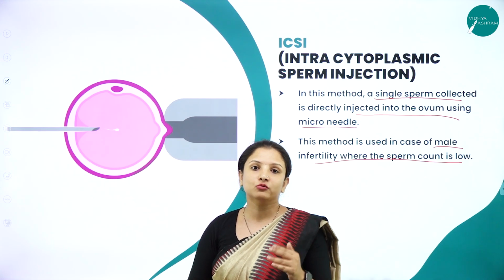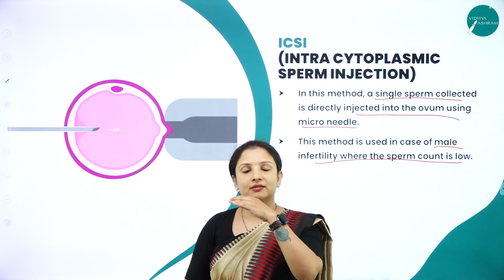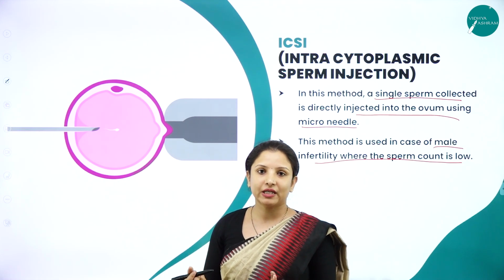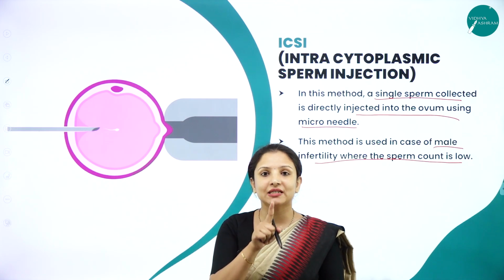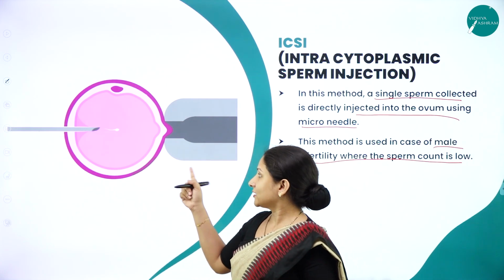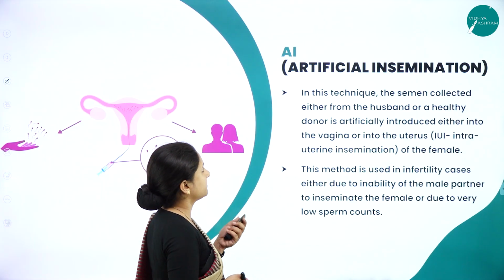So at that time what they'll do is, they'll collect the sperm and directly inject the sperm into the cytoplasm of the egg where the fertilization process will take place. Only a single sperm which is healthy and active should be inserted. So that is how it is done in intracytoplasmic sperm injection.